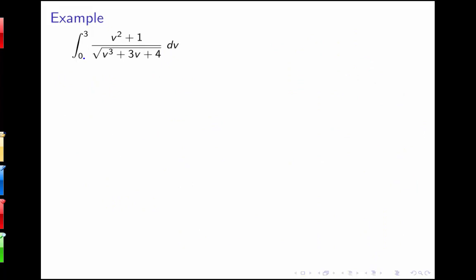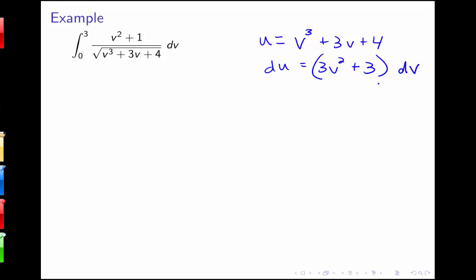Here we've got the integral from 0 to 3 of v squared plus 1 over the square root of v cubed plus 3v plus 4. So what's in the denominator is fairly messy. So we're going to let u be v cubed plus 3v plus 4. So du will be 3v squared plus 3, and I want to put parentheses around that, dv.